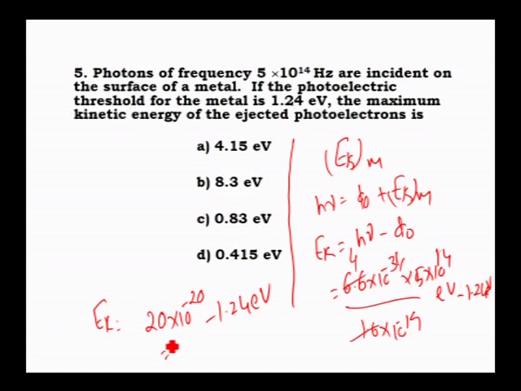Again, divided by 10 to the power of minus 19 is there. Totally that value will be 20 into 10 to the power of minus 1, which is 2. Therefore, 2 electron volt minus 1.24 electron volt, it's around 0.8. 0.8 means the answer is the third option. Clear? Option C is the correct answer, 0.83 electron volt.